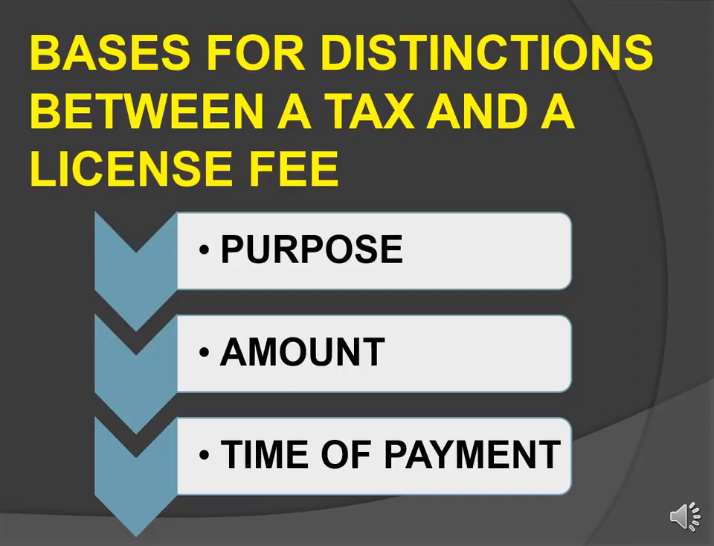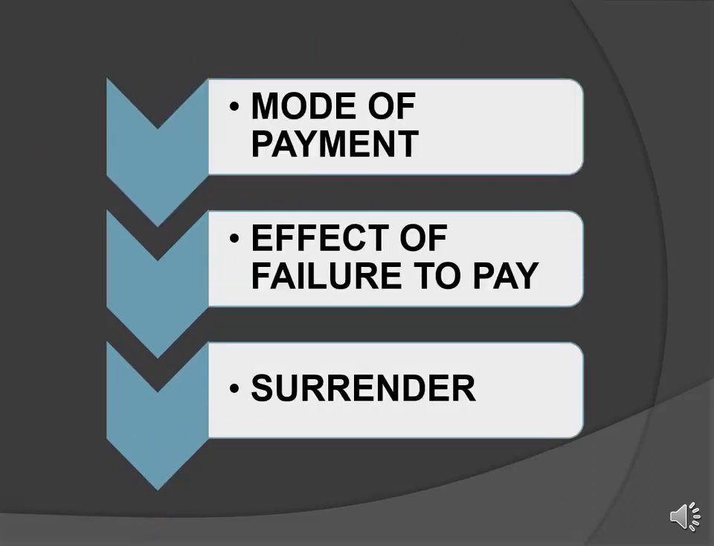This time, let's look at the time of payment as a point of differentiation. A tax is usually paid after the business has already started. As a matter of fact, when you talk about income tax, it is the result of business operations upon which the tax is going to be paid. Upon the other hand, when you talk about a license fee, it is a precondition for the start of a business. That's why it has to be paid first before you start a business.